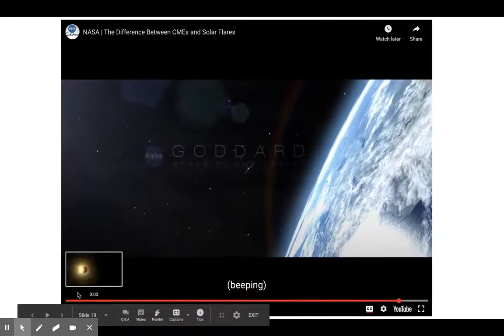All right, so that is our wonderful sun, very active.